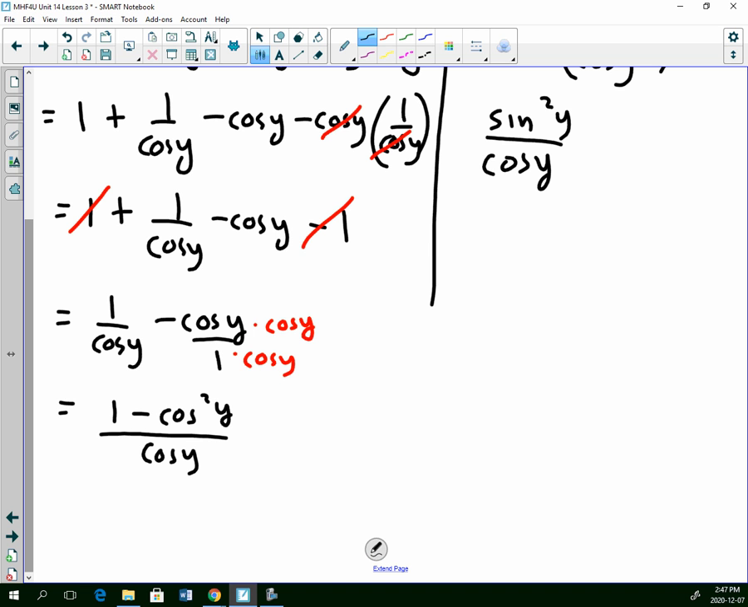And when I look at the right side, I see that the numerator is sine squared. The denominator is the same, but I do know that 1 minus cos squared y is equal to sine squared y. So I will just replace that.